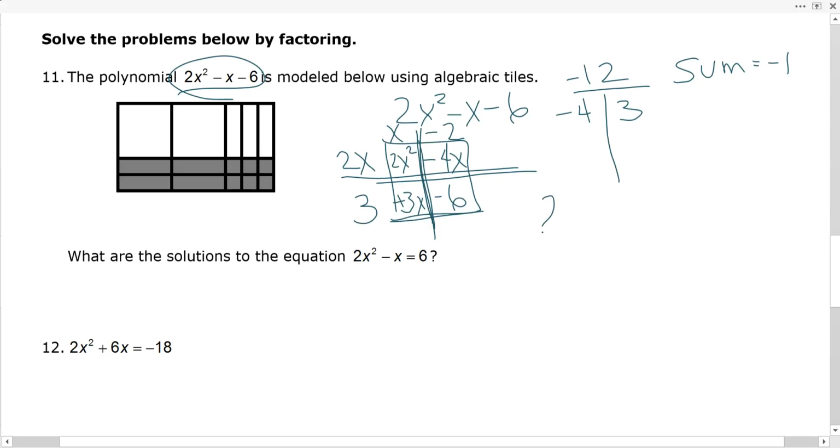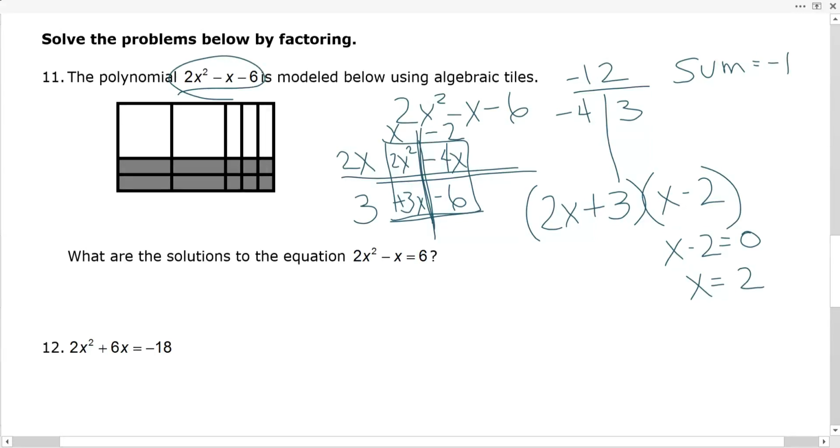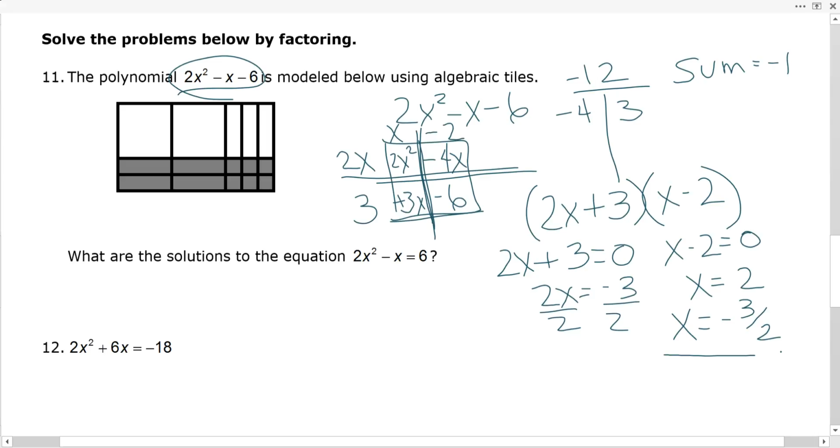So I end up with 2x plus 3 times x minus 2. One of those has to be equal to 0. So I'll do the easy one: x minus 2 equals 0, which would be x equals 2. Or 2x plus 3 equals 0. Subtract 3 from both sides. Divide by 2. x equals 2 or x equals -3 over 2. These are my two solutions.